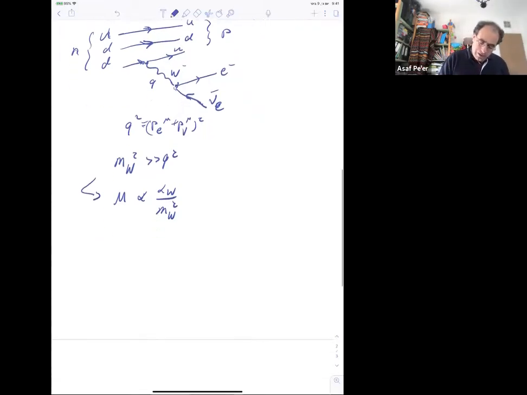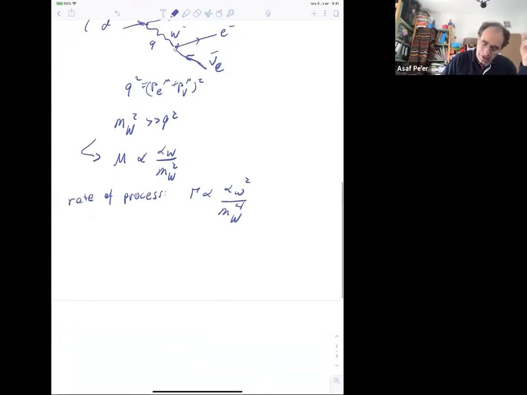Which means that the rate of the process, gamma, goes as alpha weak squared divided by m_W to the power 4. Now remember, a rate has units of 1 over time. So in terms of units, it's just unitless. I told you it's a hand-waving argument. Units of rate are 1 over T.